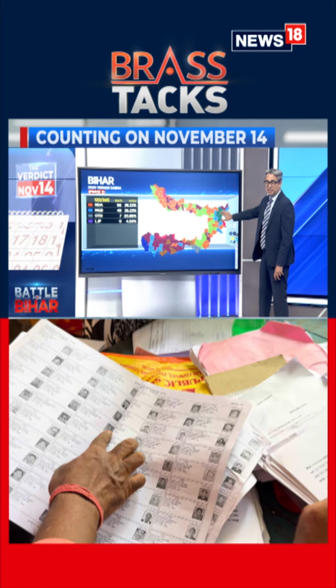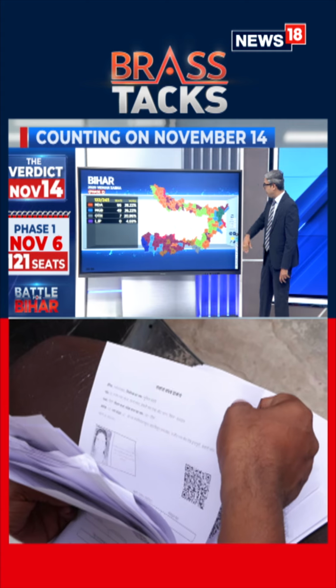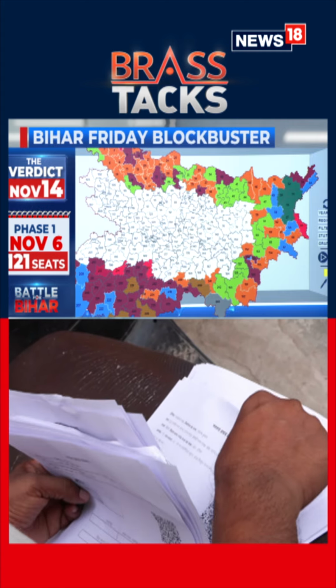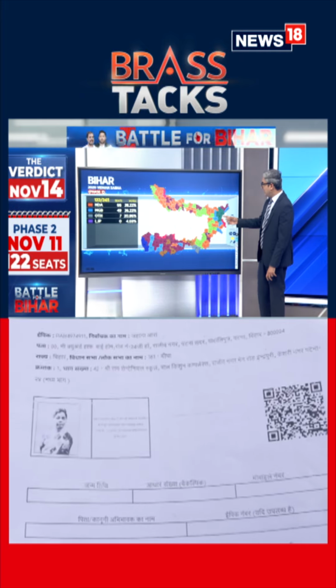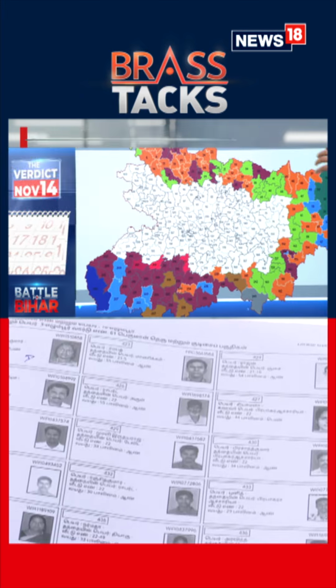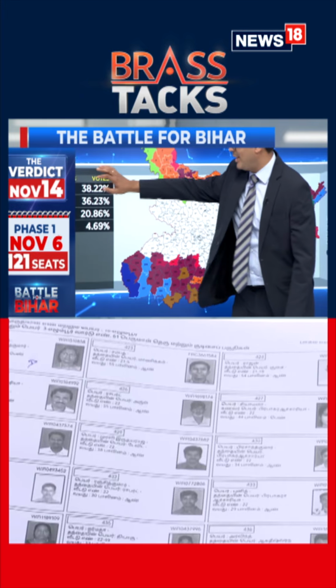These are seats, of course, which have a high minority population. These are also seats which have seen an impact of the SIR exercise as well. And then, of course, you have the entire southern Bihar belt as well. So it's almost like a horseshoe shaped, the second set, which is 122 seats.